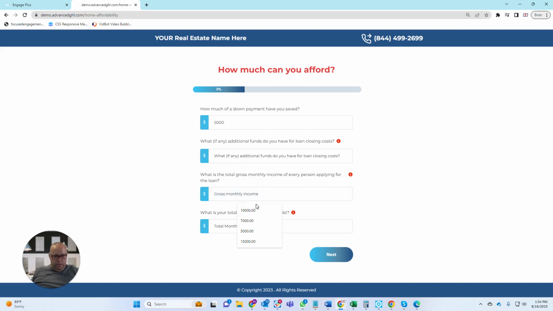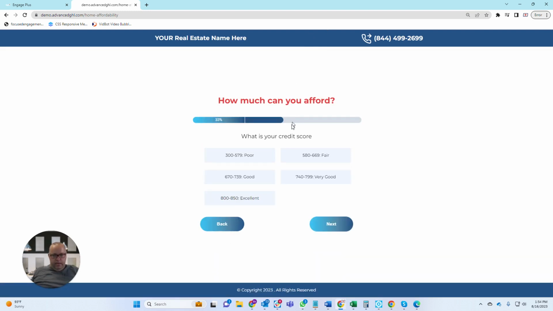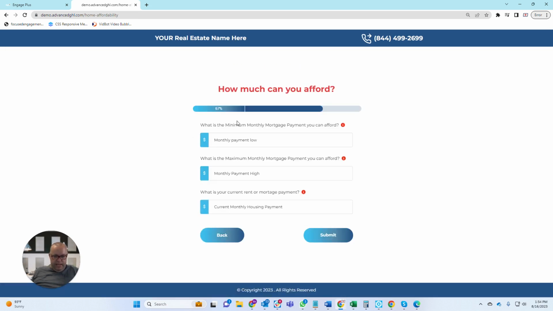And then our gross monthly income and our total debt, we'll just put $500. Next, what is your credit score? It's just a guess. It doesn't really matter, because obviously, well, credit score matters greatly. But if they don't know, that's not a big deal. They can guess, and again, that's just one more thing you can help them with when we get done here.